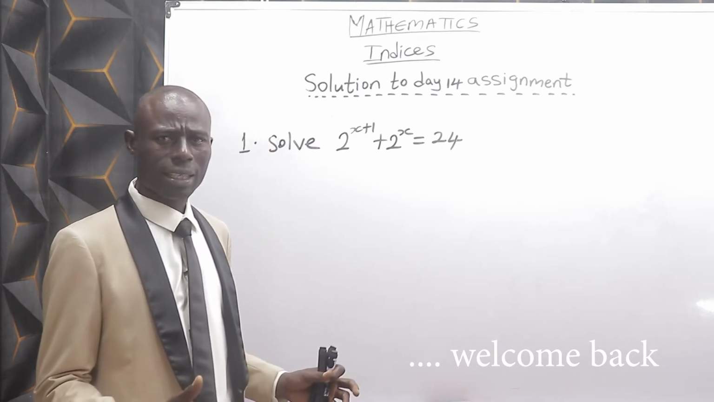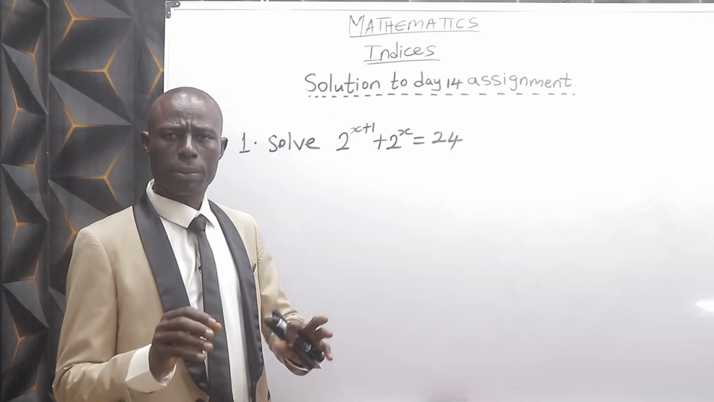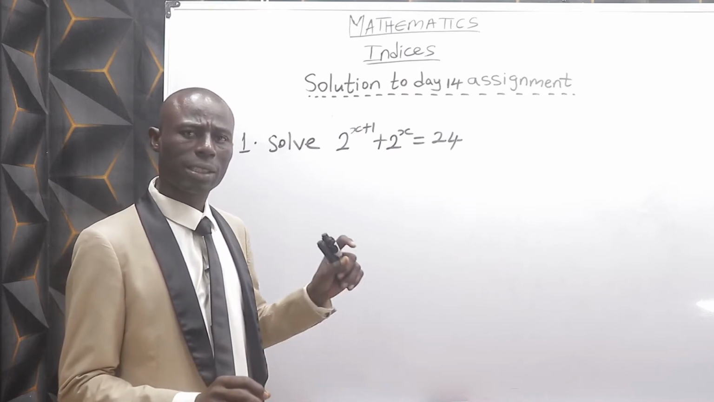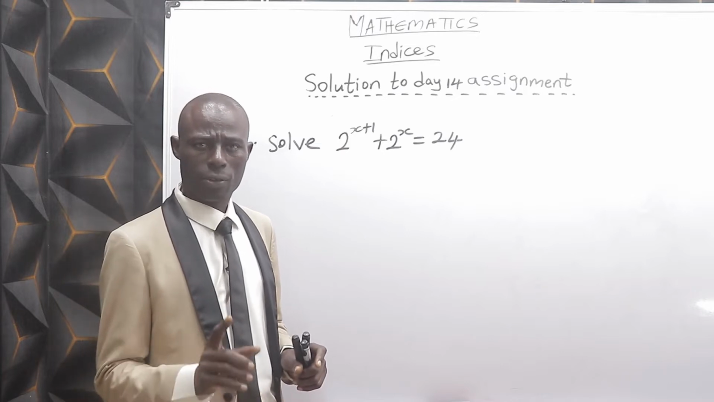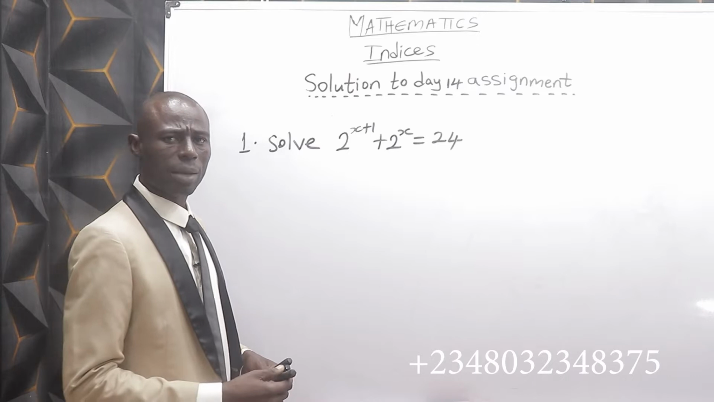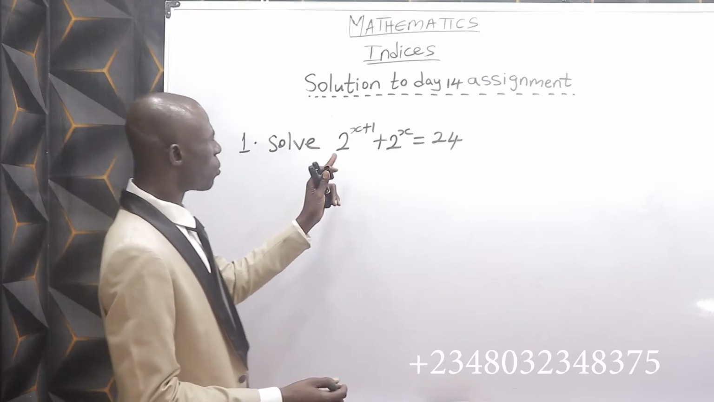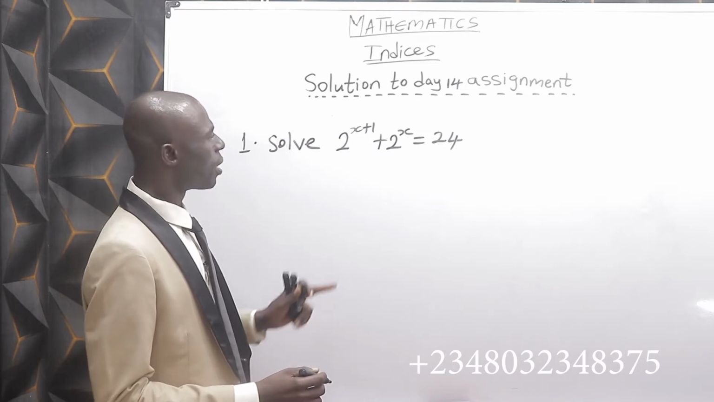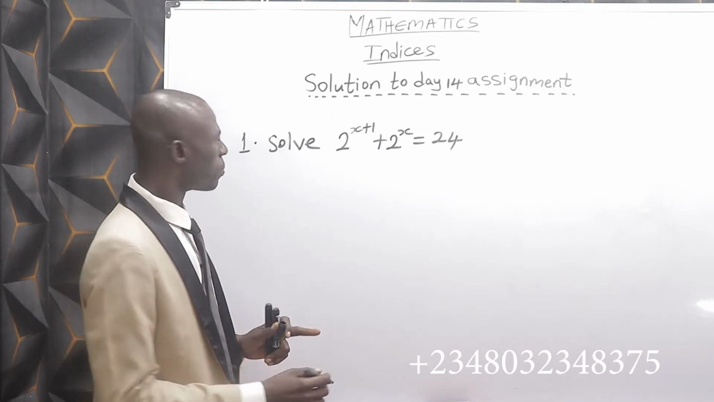This is another day. Before we go into the business of the day, let's look into the solution to the assignment of our last class first. Here is question number 1 of the assignment. Solve 2 raised to power x plus 1 plus 2 raised to power x equals 24.